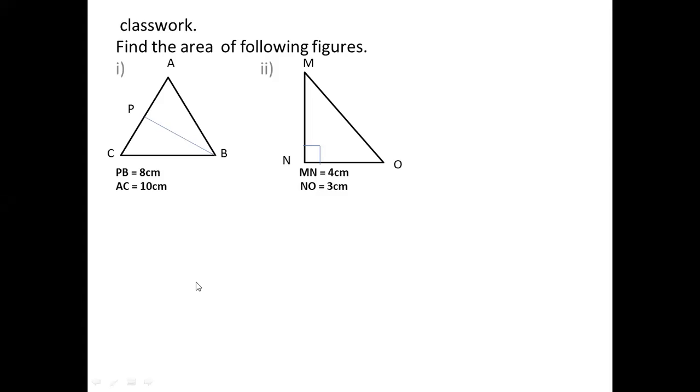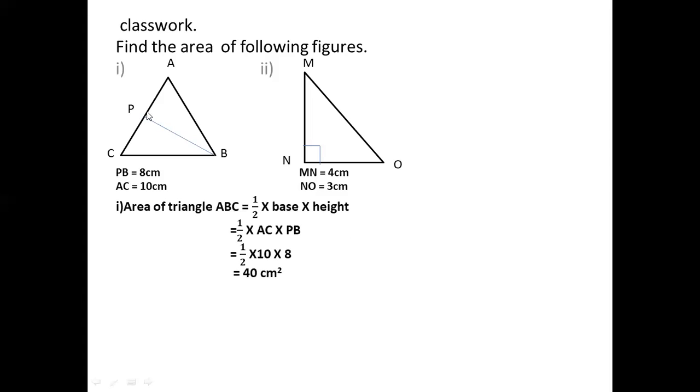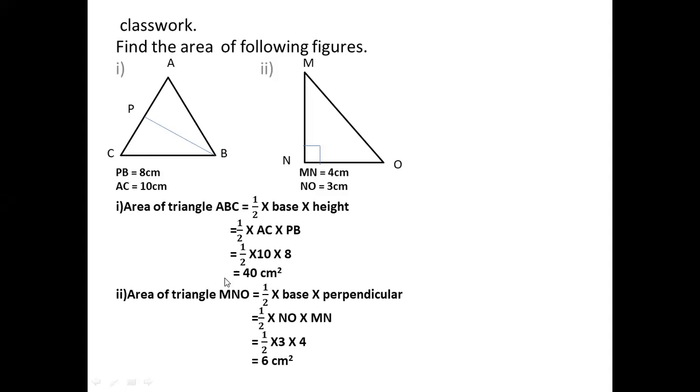Here's a given example. When you find the area of this triangle, for the first one, the given base is AC and height is PB. 1/2 into 10 into 8, and you will get 40 centimeters square. Similarly, for the second figure, base is MN.